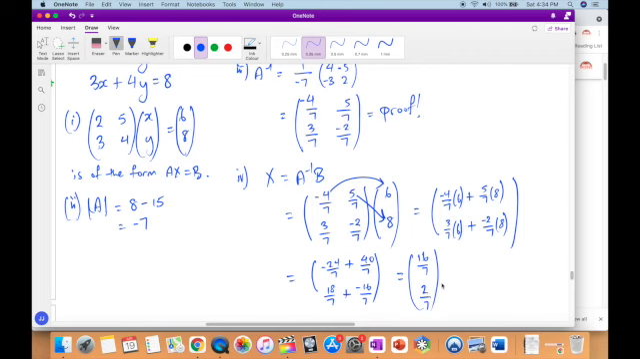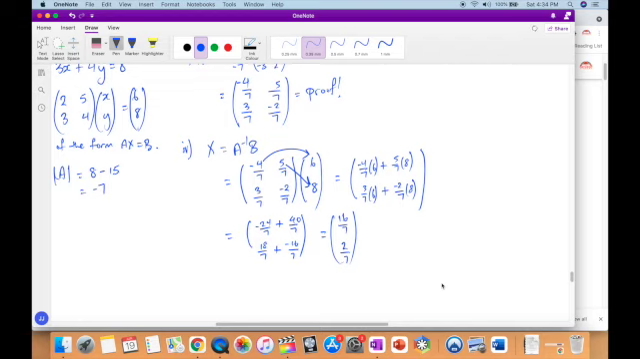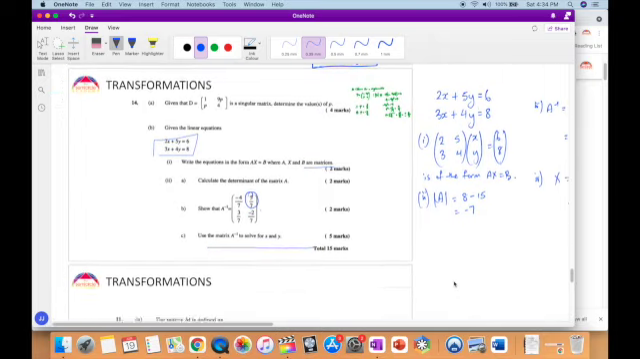Not very nice answers though. Nothing could really be reduced or anything here. Yes, I could take 16 over 7 and put it as a mixed fraction, but I'm feeling lazy. So you know what? Therefore, x is equal to 16 over 7, y is equal to 2 over 7. And that is it. Any questions with this one?